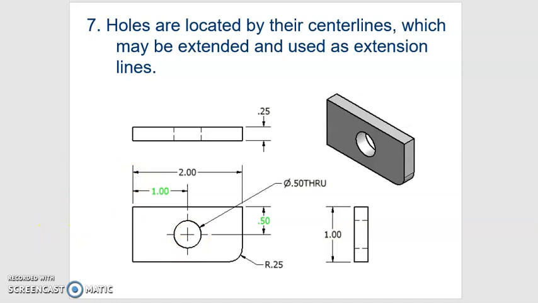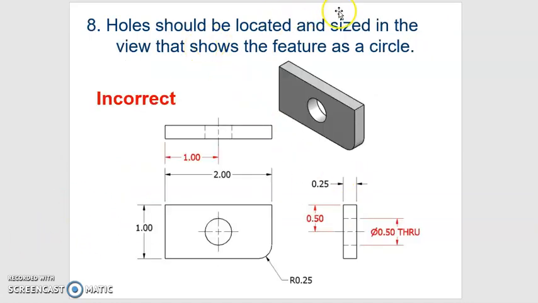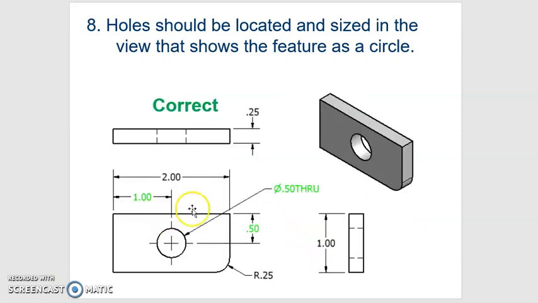And rule number 8. Holes should be located and sized in the view that shows the feature as a circle. And so here's where you can see the circle, so that's where the dimension should be, not to your hidden lines. And so if we go to this one, this kind of shows how they move that one that was here down to here, and move this one that was up over here, over to here. So it's on the view that has the circle. And those are your 8 rules. Please get those written down if you haven't already.